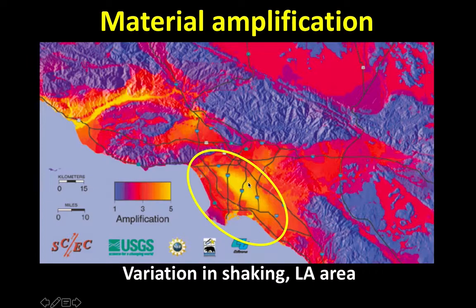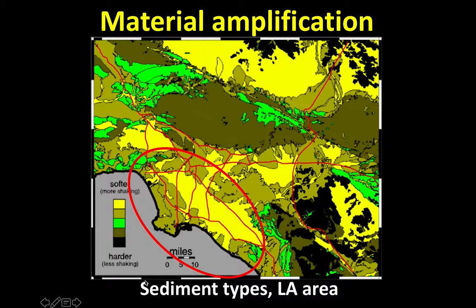So let's look at that, and let's zoom in a little bit more. What you'll see is that these are areas where you have much softer sediment. But in addition to that, this is not only softer sediment, this is thicker sediment. So this amplification is going to be a result not only of the type of material, in particular sediment amplifying things, but also the relative thickness of that sediment.